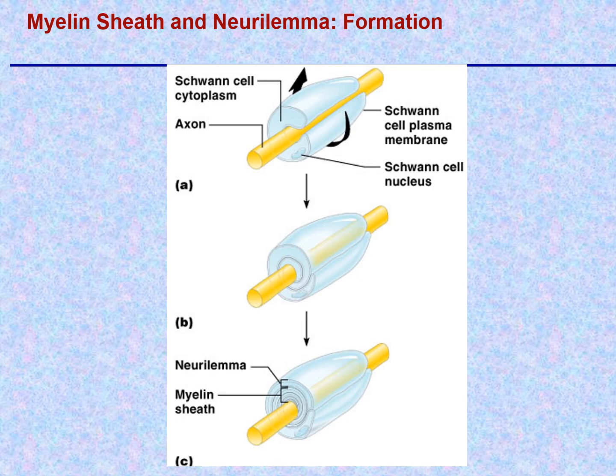Maybe I should have done it this way, starting here. So it's wrapping around and around like that. And finally, you get many concentric layers of the myelin sheath, and the outer portion has the nucleus, and actually that's right, indicated right there. That's the nucleus of the Schwann cell, and that outer portion is termed the neurolemma.